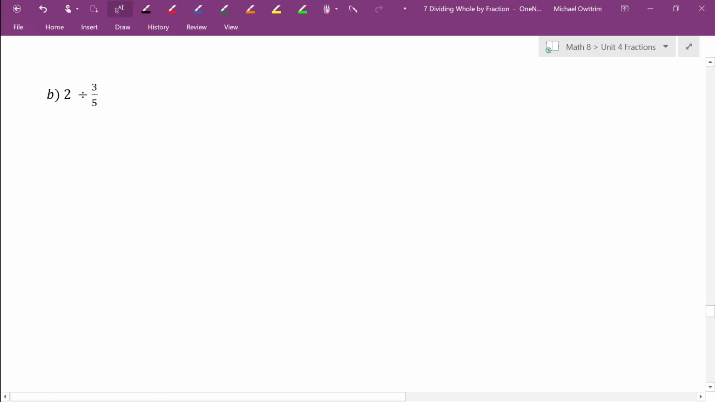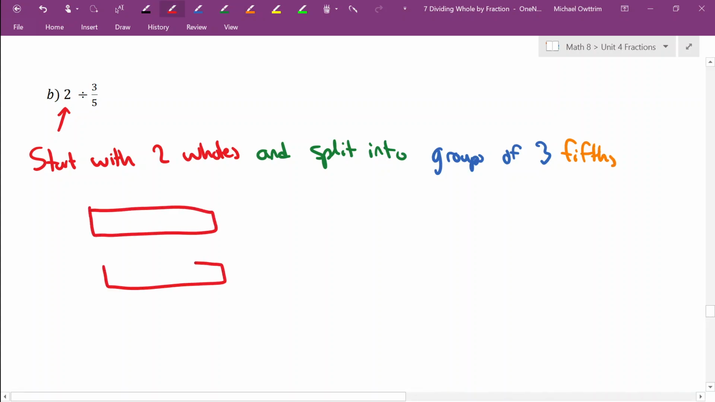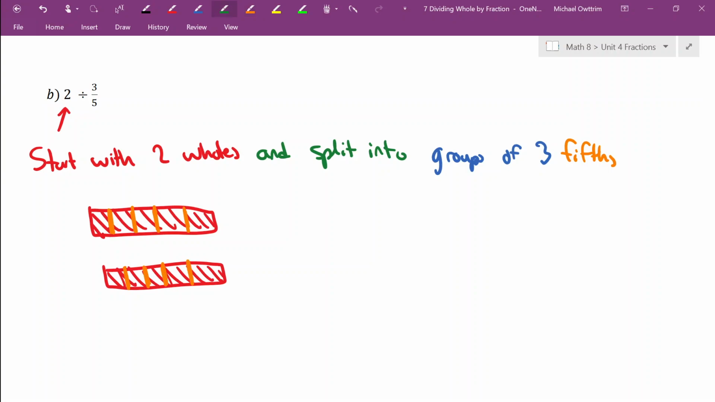Let's apply the same logic to our next question. We again want to start with 2 whole, and we're going to split it into groups of 3 fifths this time. So again, we're going to start with 2 whole rectangles. We're going to color in all of both rectangles. We're going to split both rectangles into fifths again. And this time, though, we need to circle groups of 3.